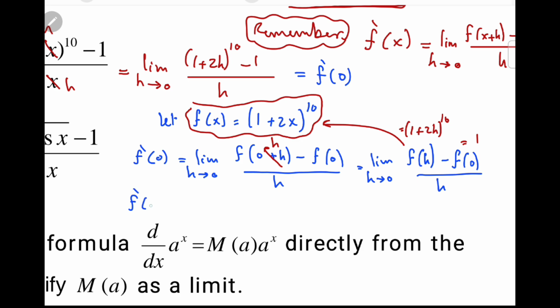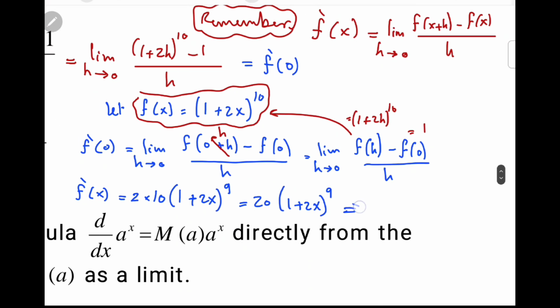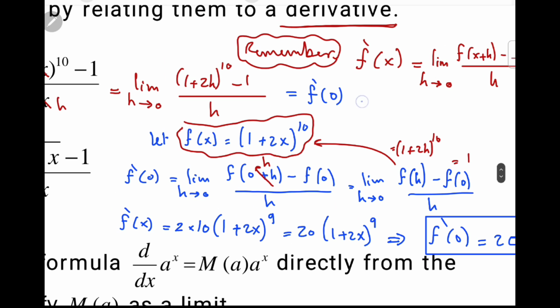So f prime of 0, f prime of x is equal to, using the chain rule, this is just 2 times 10 times 1 plus 2x to the power of 9, which is equal to 20 times 1 plus 2x to the power of 9, and then evaluate this at 0, will give us f prime of 0 equal to 20. So this limit is equal to 20.